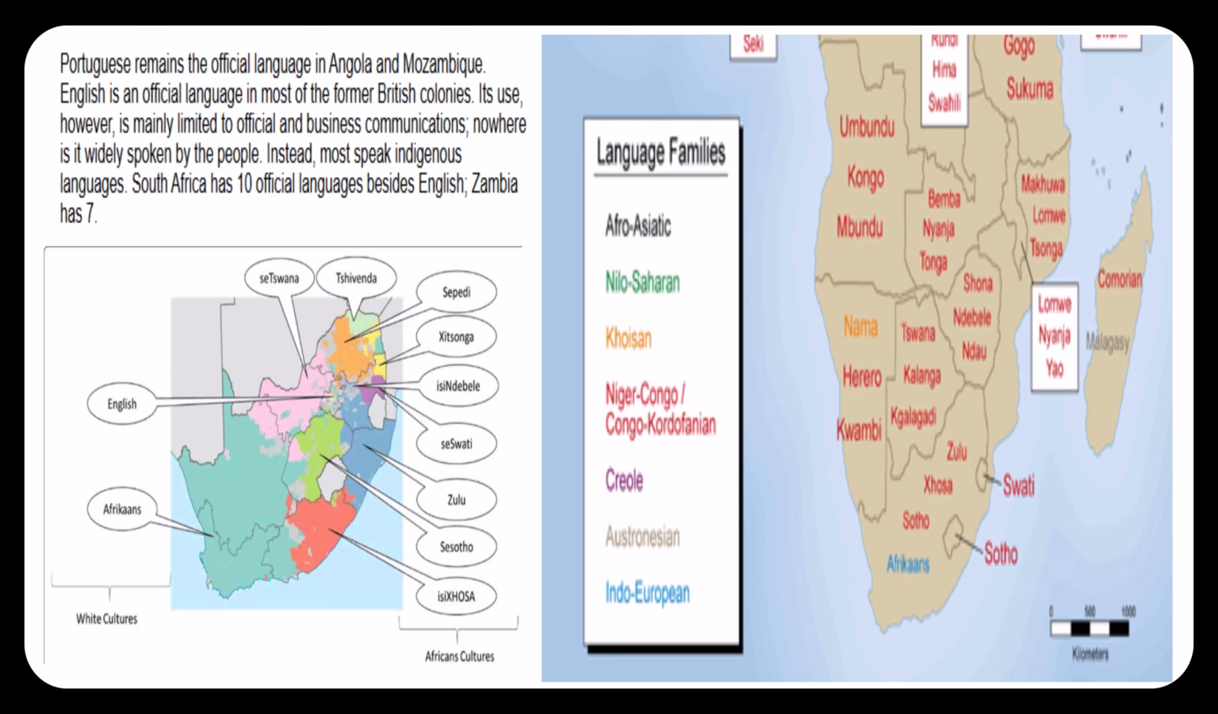Portuguese remains the official language in Angola and Mozambique. English is an official language in most of the former British colonies. Its use, however, is mainly limited to official and business communications. Nowhere is it widely spoken by the people. Instead, most speak indigenous languages. South Africa has 10 official languages besides English. Zambia has 7.